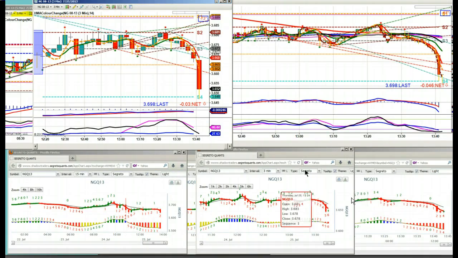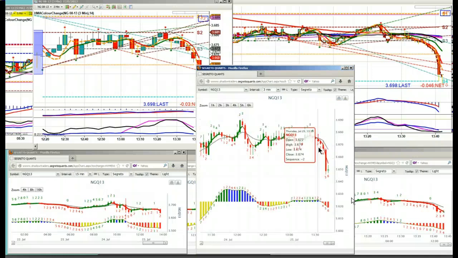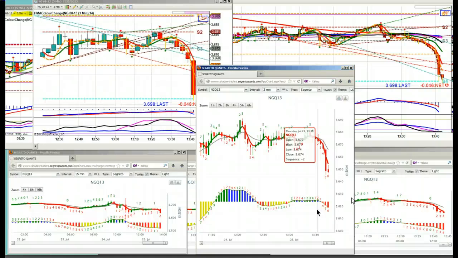I don't know if you can actually see this here. There's the blue. Can you see the blue came in here? The blue 102 on the Segredo oscillator part. When you start to see that come in and you see your HMAs the right color, now that is what I'm looking for to jump in and catch my trend.